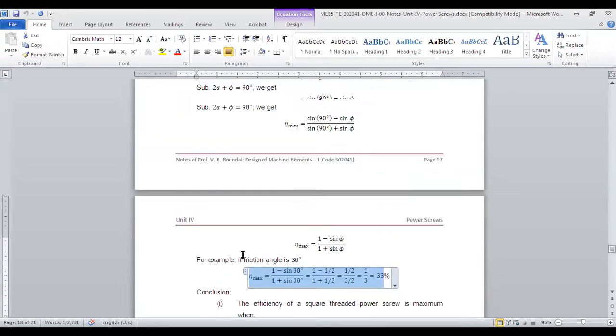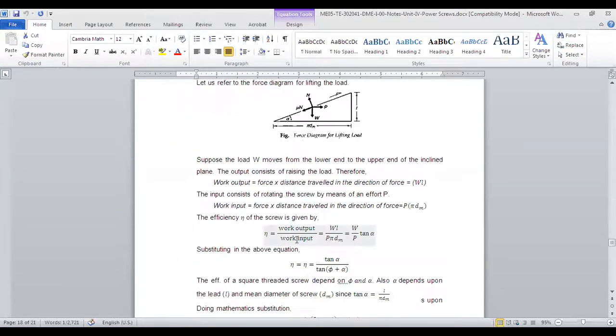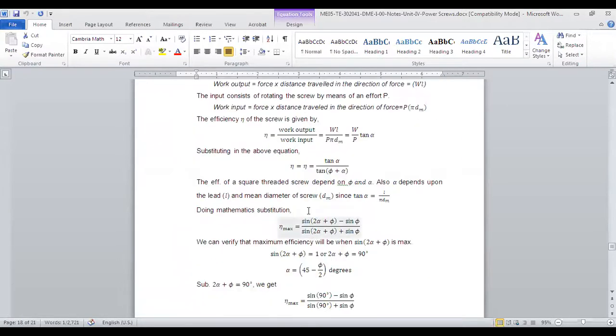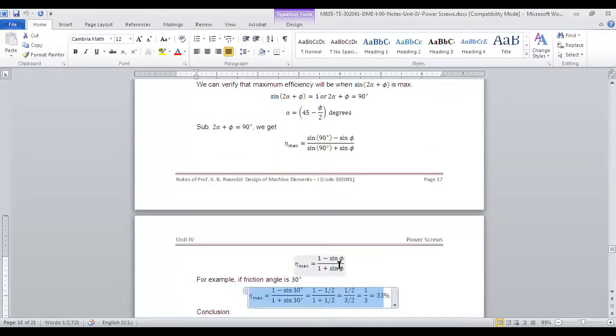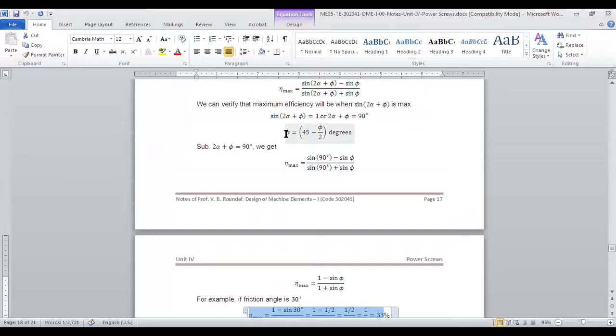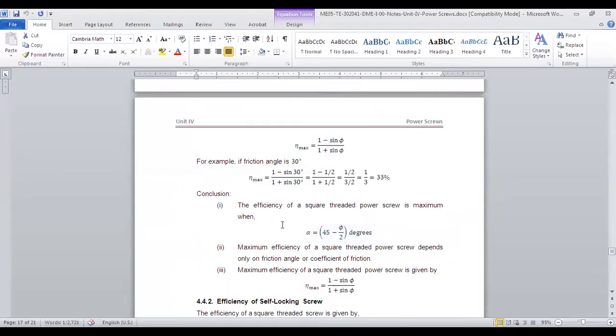Now, with this, we know the efficiency of a square thread is tan alpha upon tan of phi plus alpha, and maximum efficiency is 1 minus sin phi upon 1 plus sin phi. That is true when alpha is equal to 45 minus phi by 2. So these are the conclusions we have got.